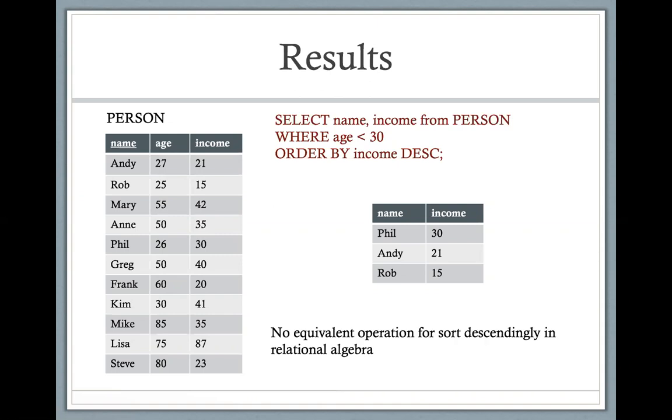Okay, good. Here, we're taking the age as being the condition, right? So this is why we have Phil and Rob and Andy. Okay, thank you. Okay. So now again, remember there's no equivalent operation for sort descendingly in relational algebra. So that's just a remark. Okay, good.